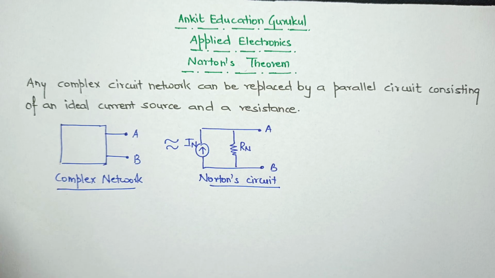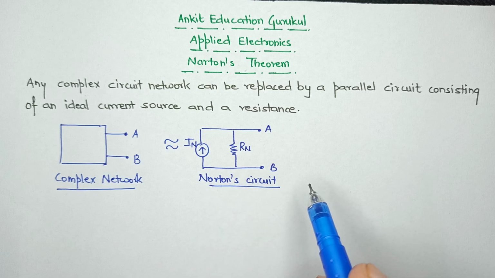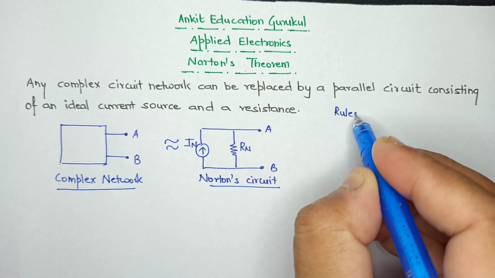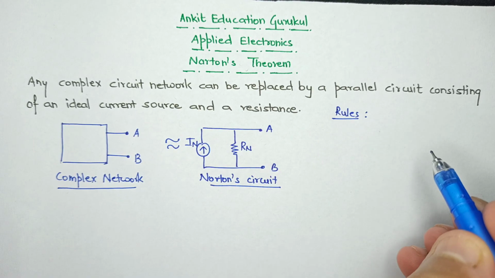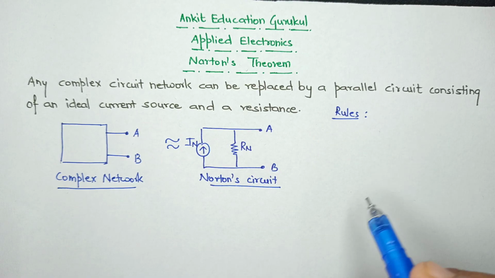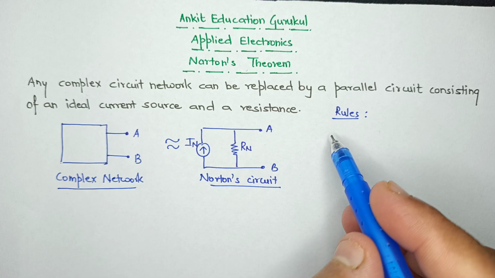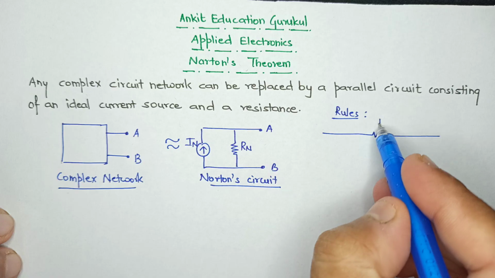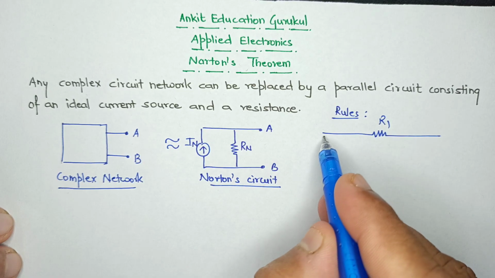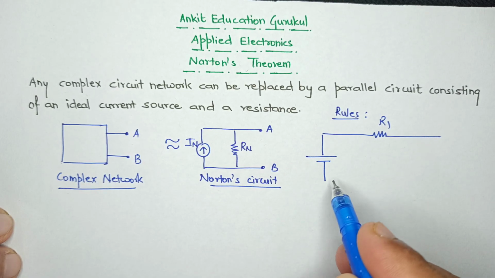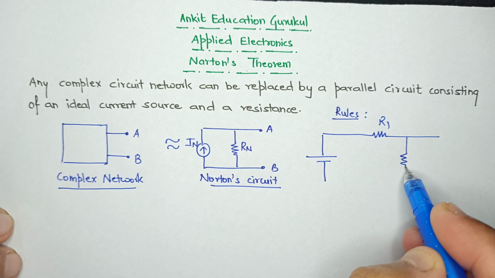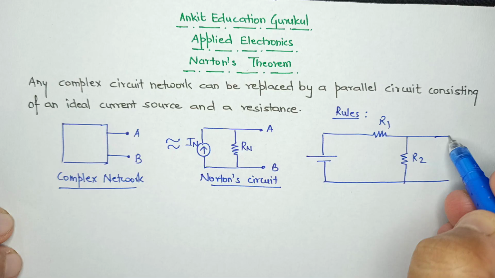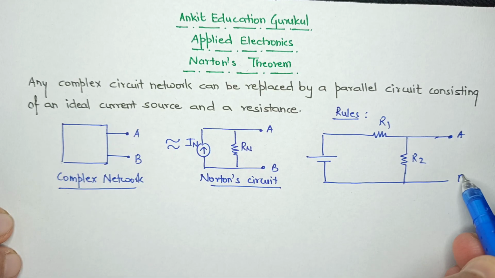Now there are certain rules or procedures for applying Norton's theorem. So what is the rule when you want to apply Norton's theorem? Let us take a very simple example. Let us say we have a circuit like this that carries a resistance R1, one voltage source, and one more resistance, R2, and this is connected to terminal A and terminal B respectively.